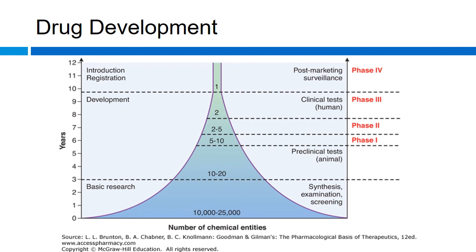So just to give you an example, when they're doing the basic research for this, they may have anywhere between 10,000 to 25,000 chemical entities they may start trialing out, right? And then they may narrow it down to 10 to 20. They start experimenting in animals and preclinical trials to see if it could be a potential candidate to use in people. Once they get that data and say, okay, this is probably safe to use in people, possibly efficacious, they'll go ahead and put it into phase 1.